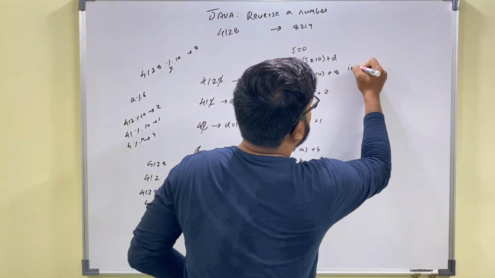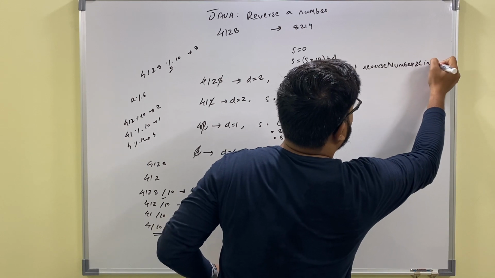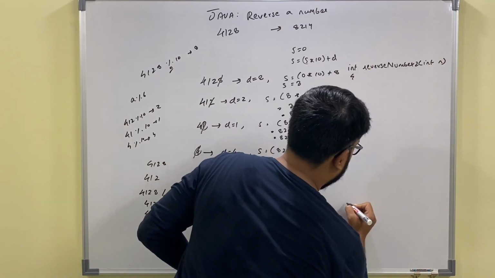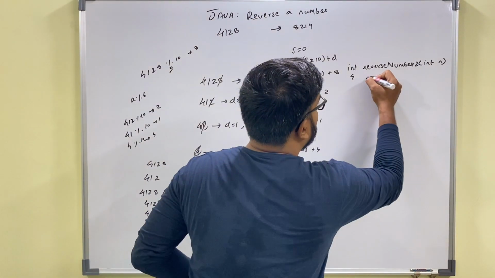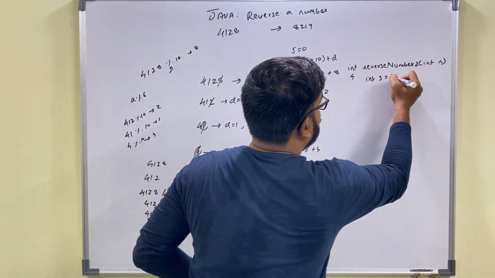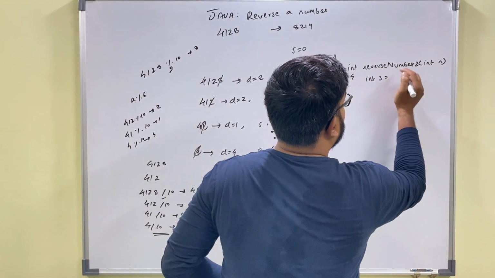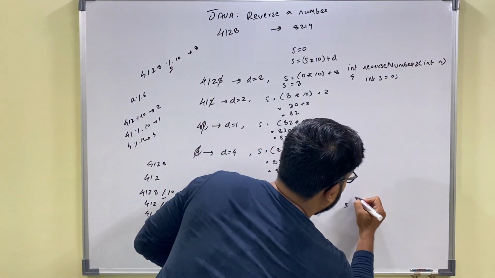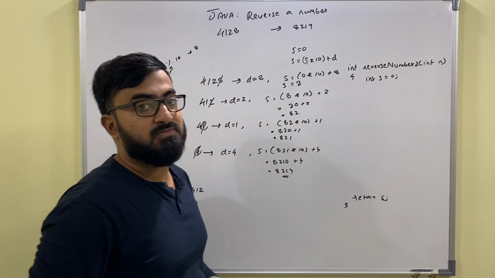So I say int reverseNumber2 takes an int n. Okay, alright. So I start with s equal to 0 because this s is finally going to store the reverse value. I start with s equal to 0 and I finally return s, because this is the reverse.